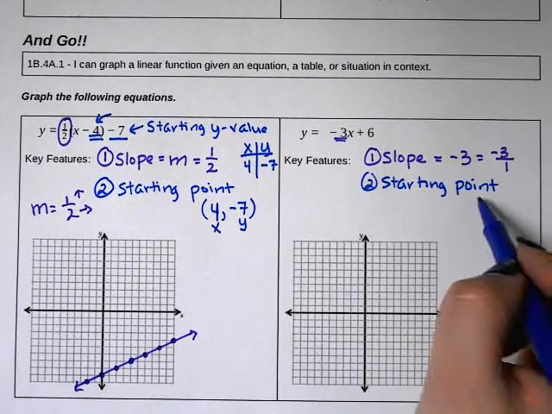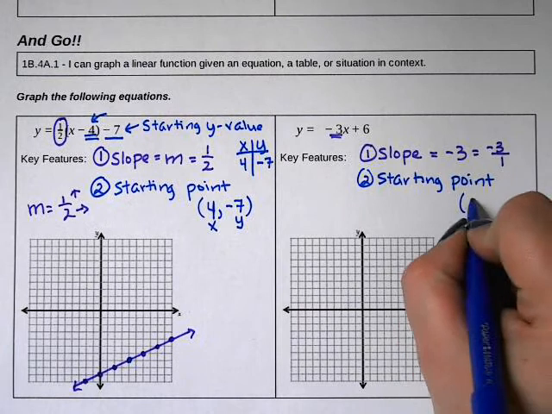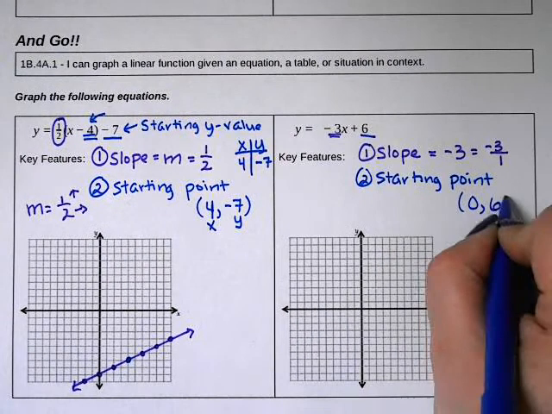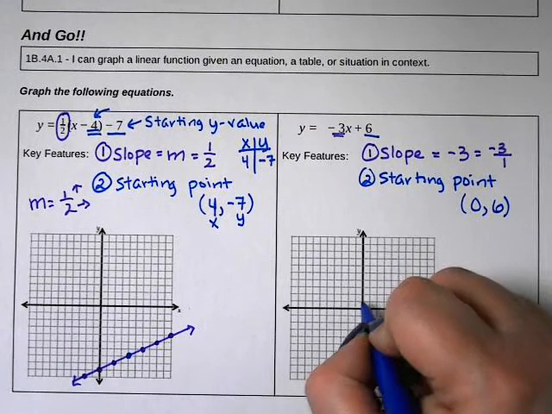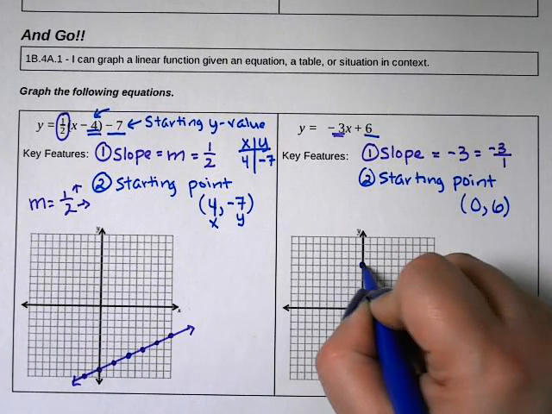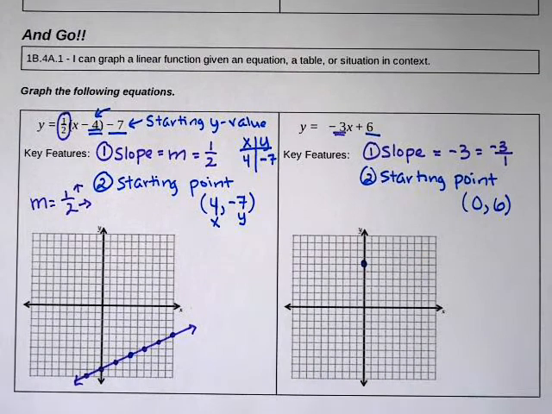And in this case, our starting point, there's nothing with the x value, which means our starting x value is 0, and our starting y value is this 6. That's that y-intercept that we talked about. So our starting point is 0, 6. So 1, 2, 3, 4, 5, 6. So we're going to find 6 on the y-axis. And we're going to use this slope of negative 3 over 1.